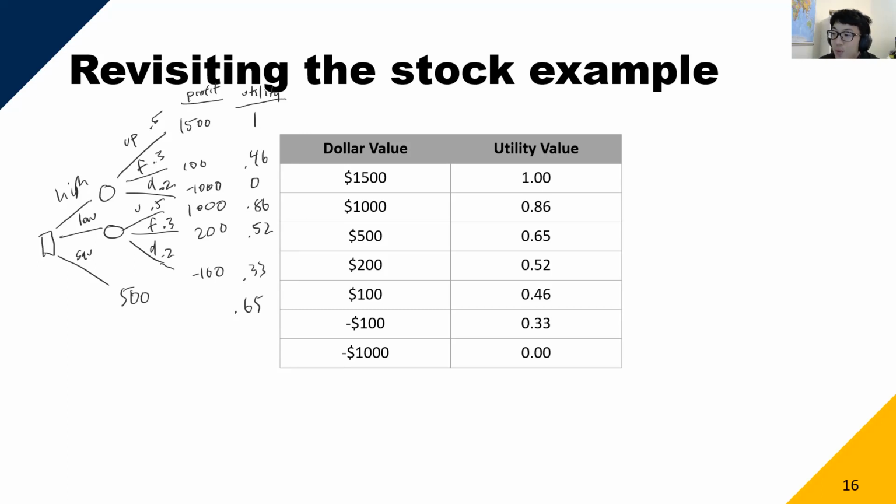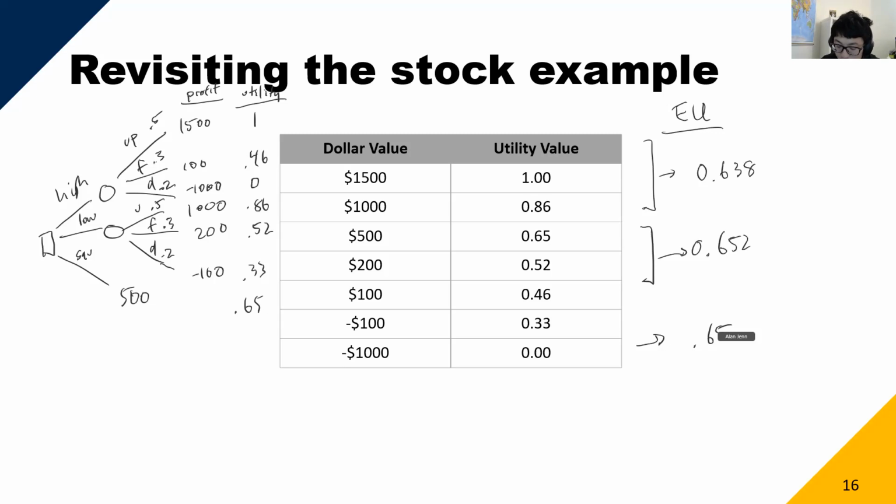0.33 and 0.65. So if I now repeat my expected value calculation, but I also multiply by the corresponding utility, what you end up with in the first set, you get 0.638. In the second set, you get 0.652. And then in the last set, we get 0.65.